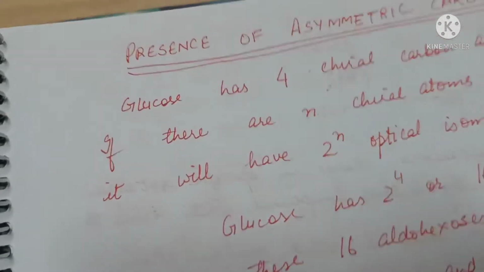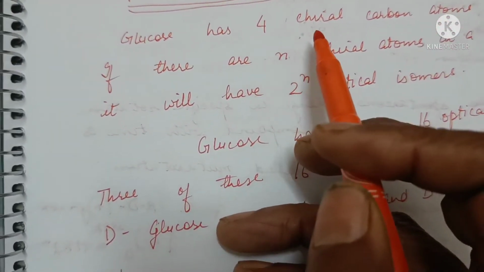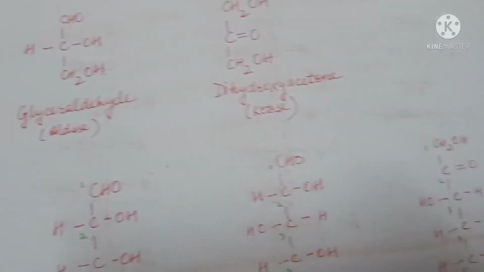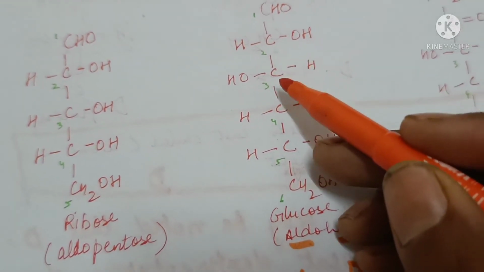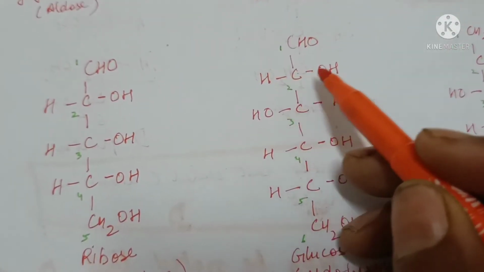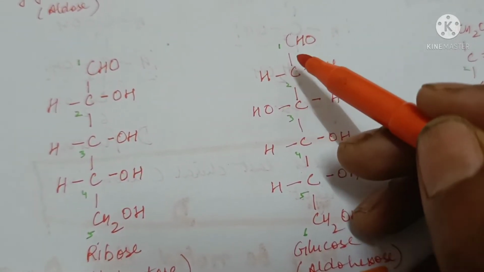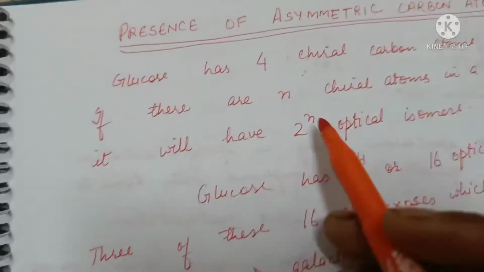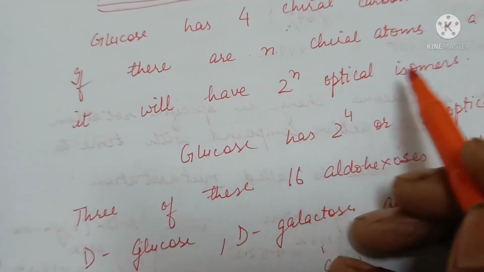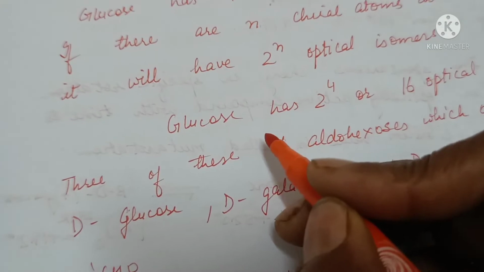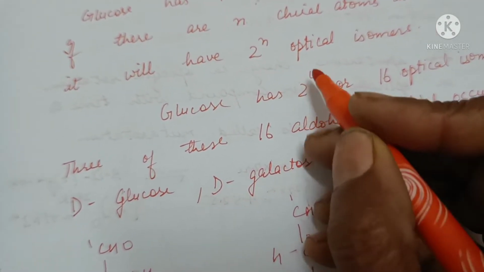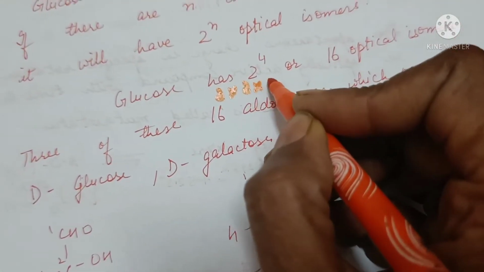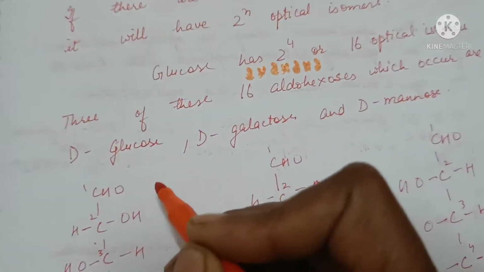Presence of asymmetric carbon atoms. Glucose has 4 chiral carbon atoms. This is glucose, carbon atom numbers 2, 3, 4 and 5. These 4 carbon atoms are chiral. The 4 groups attached to each of these carbons are all different from each other, so they are chiral carbon atoms. Now, if there are n chiral atoms in a compound, it will have 2 raised to power n optical isomers. So glucose having 4 chiral carbon atoms will have 2 raised to power 4, that is 16: 2 into 2, 4 into 2, 8 into 2, 16 optical isomers.